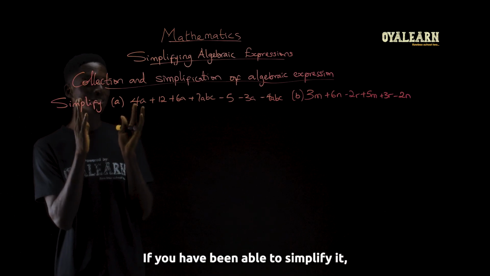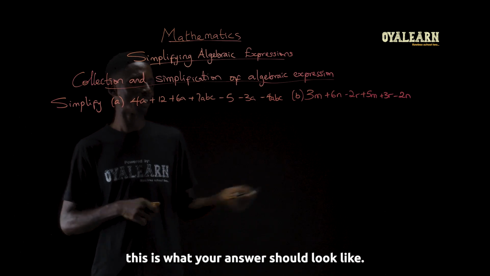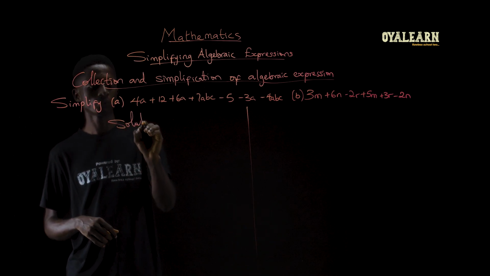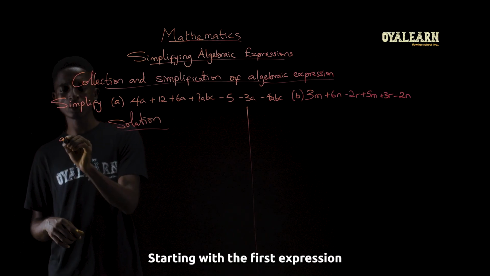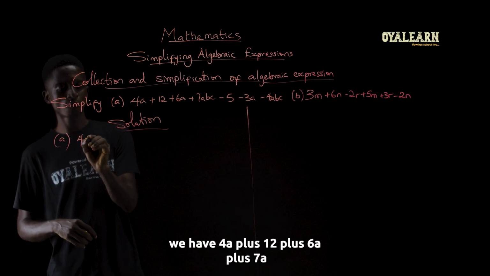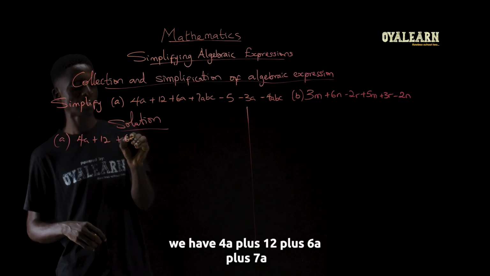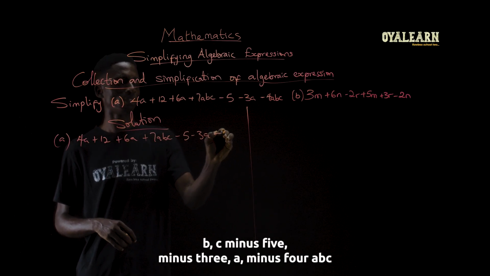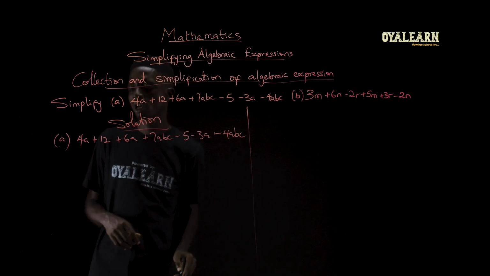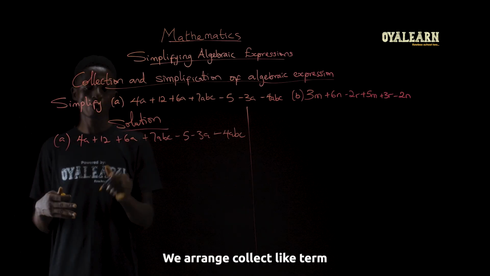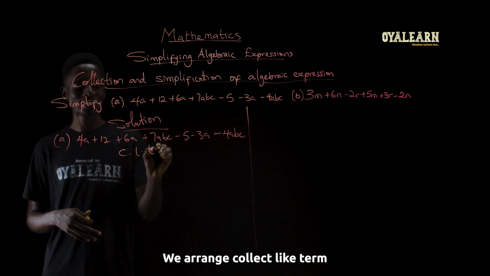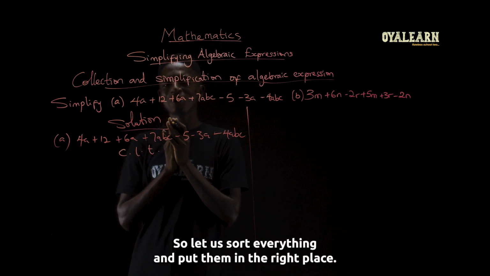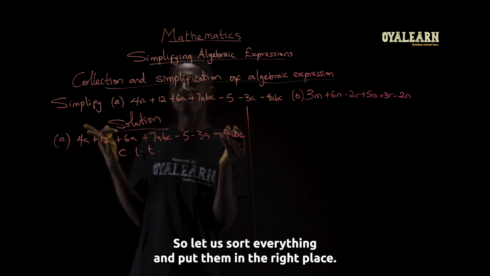If you have been able to simplify it, this is what your answer should look like. Starting with the first expression, we have 4a plus 12 plus 6a plus 7abc minus 5 minus 3a minus 4abc. So what do we do? We arrange, collect like terms. This is a very messy room, so let us sort everything and put them in the right place.